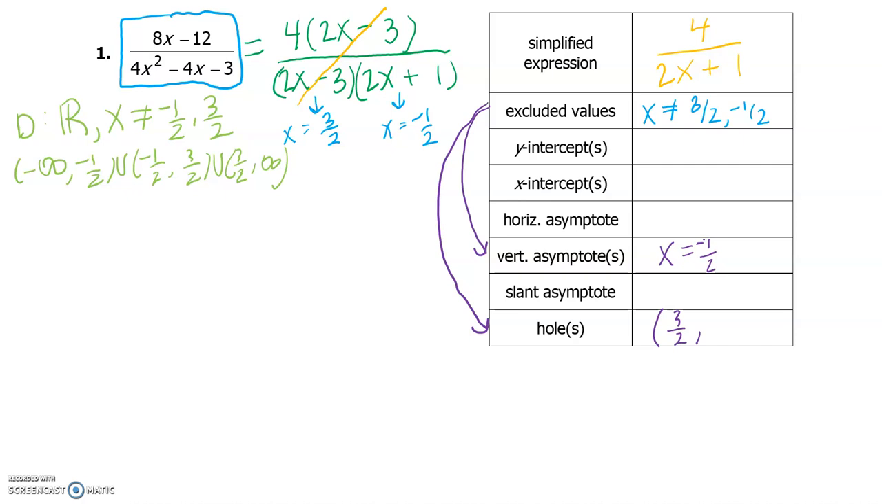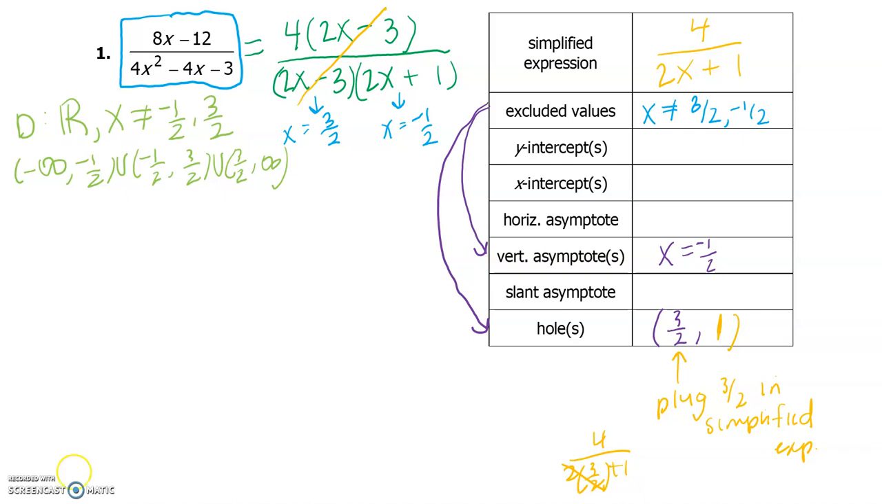To find where that hole is located, this is where the simplified expression is going to come into play. We are going to plug the location of that hole into the simplified expression. So for this one, to find that y coordinate, we have 4 over 2 times 3/2 plus 1, which is going to be 4 over 4, or just 1. So we know that the hole of this graph is going to be at 3/2 comma 1.